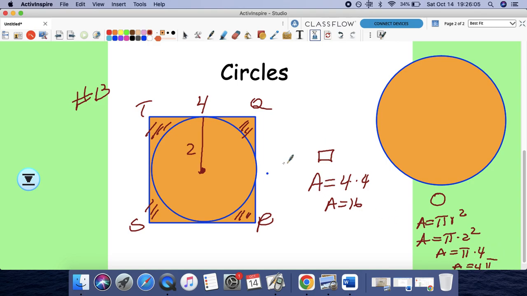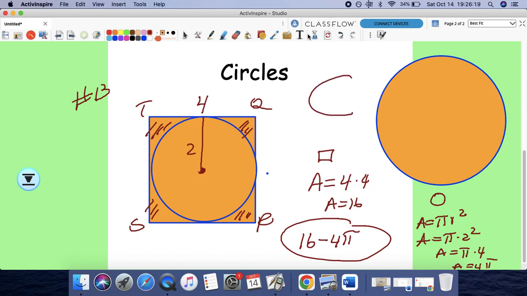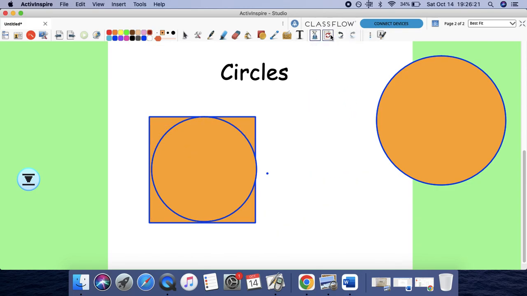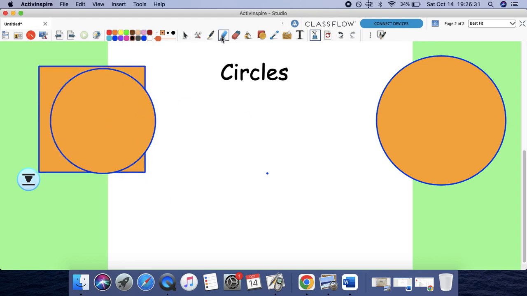Now, to find the area of the shaded region, we do the area of the square, which was 16, minus the area of the circle. What kind of answer did they give us? Well, just like that. Letter C. 13. Next page. 14.